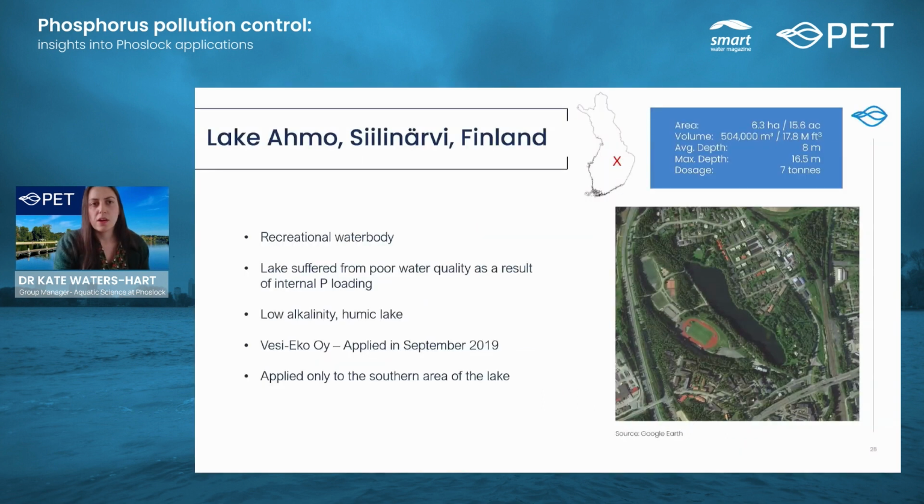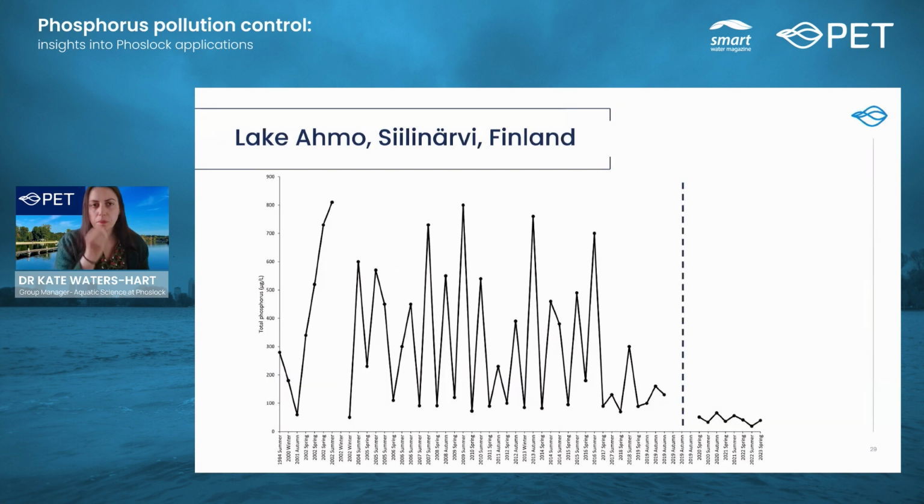So this is Lake Armo in Finland. It's a recreational water body. It's suffered from poor water quality as a result of phosphorus coming from the sediments. It's a low alkalinity humic lake. Phoslock was only applied to the southernmost area of the lake, which is the shallowest area. So 7 tons was applied to this water body in that area.